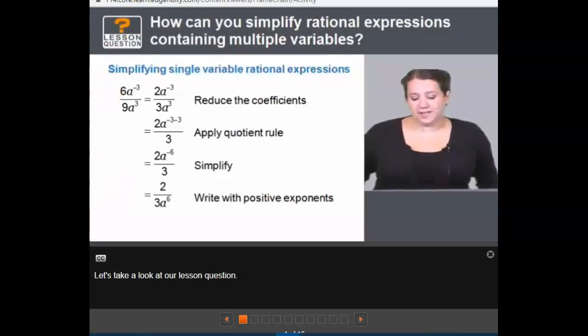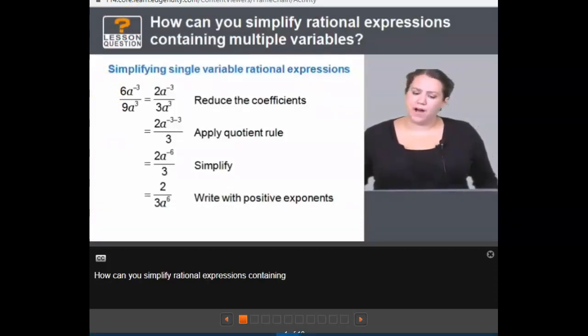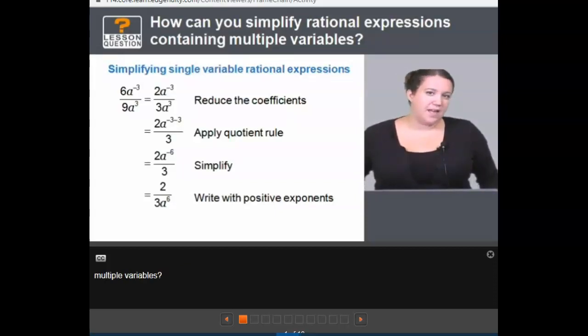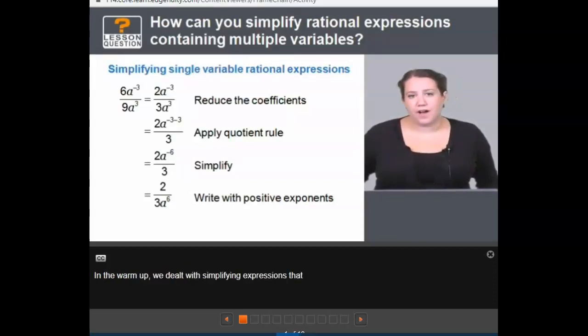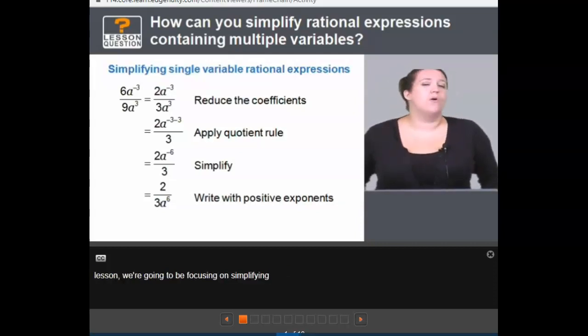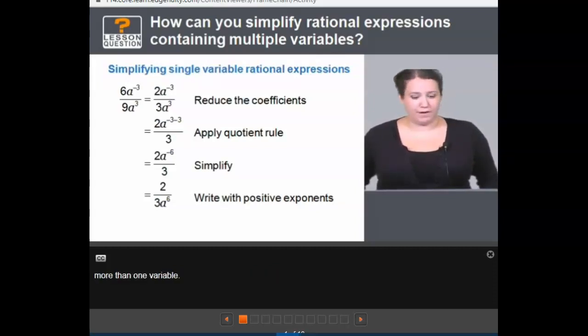Let's take a look at our lesson question. How can you simplify rational expressions containing multiple variables? In the warm-up, we dealt with simplifying expressions that contain one variable. But in this lesson, we're going to be focusing on simplifying rational expressions that contain more than one variable.